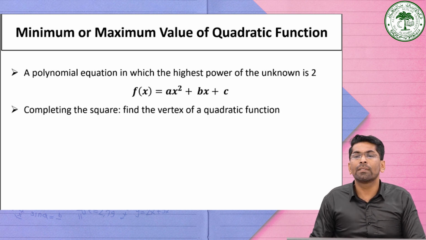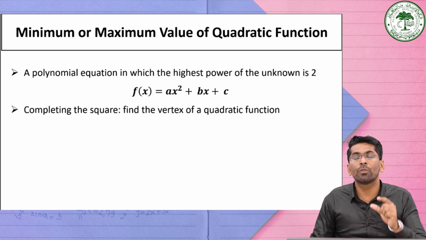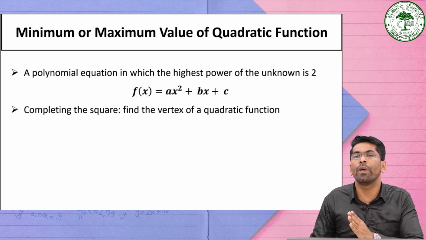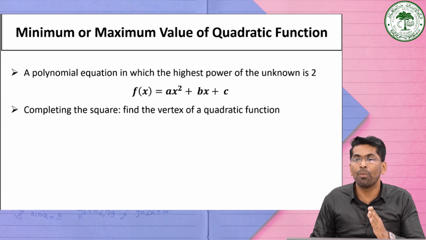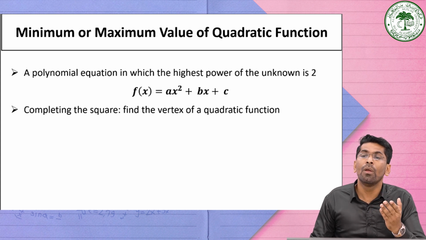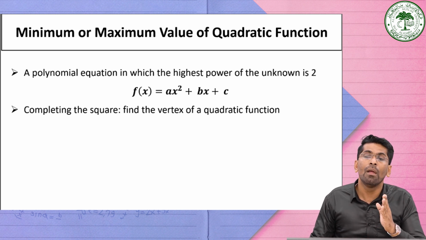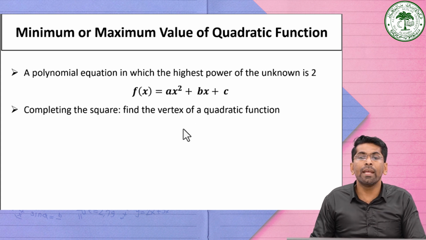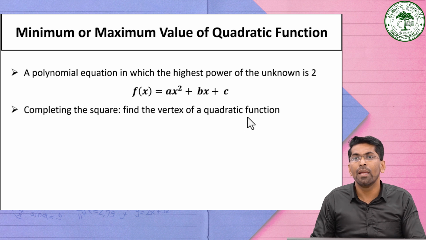Completing the square is an algebraic technique, which we already discussed earlier, used to write the quadratic equation in squared brackets or complete square form. This method is suitable when the quadratic function is not easily factored, or when we want to find the vertex of the quadratic function. So here we are giving more emphasis to how to find the vertex of a quadratic function, that is, the minimum or maximum value of a quadratic function.